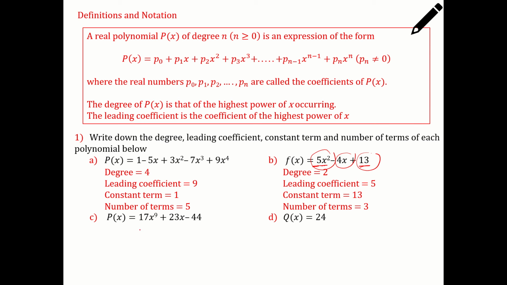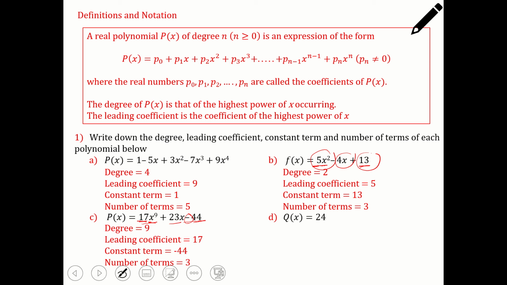Okay, here, let's think the degree. What's the highest degree here? It's going to be to the power of 9. So the degree of this polynomial is 9, which means the leading coefficient, the coefficient of the highest degree, is 17. We have a constant term of negative 44. Remember this isn't just 44, this is negative 44. And we have 3 terms, 1, 2, 3. So degree of 9, leading coefficient is 17, constant term is negative 44, and the number of terms is 3.